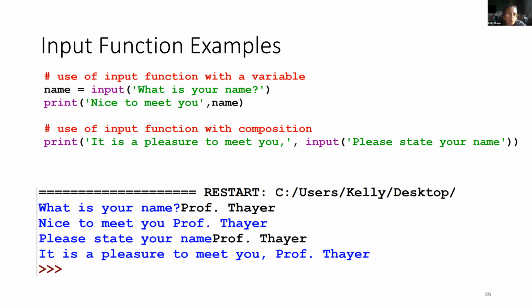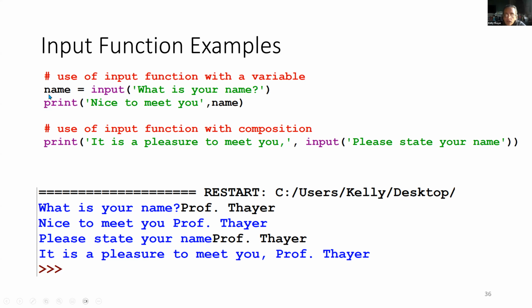So here's some examples. We can use an input function with a variable. So we could do something like this, name equals, and then we have the keyword input, and then we have our what is your name right here. And then we are going to make use of print, nice to meet you. Notice that whatever the user has typed will then be sent into the variable name.